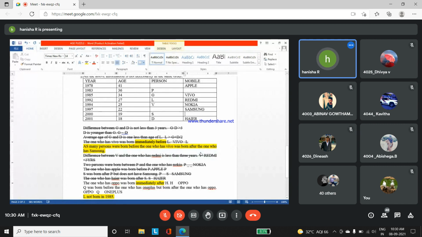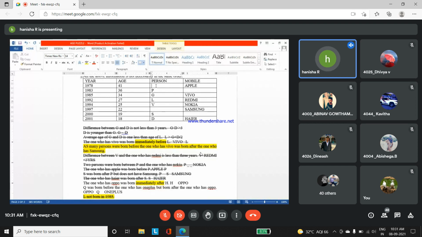Q was born before the one who has 1 plus, but after the one who has Oppo. So I've written there between Oppo and 1 plus, you should have Q. Oppo first, then Q, and then 1 plus. So that is the order. If I give Oppo here and 1 plus here, the order will be changed. For example, if I put H and Oppo here, 1 plus will come over here, and Q, which means the last rule, Q was born before the one who has 1 plus and after the one who has Oppo, will not be followed.